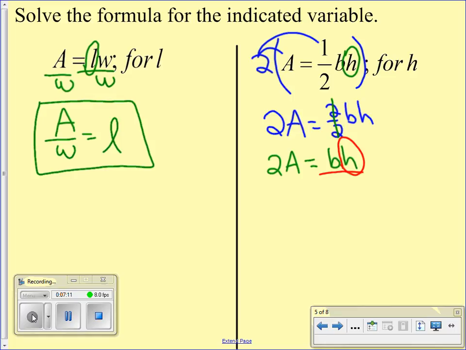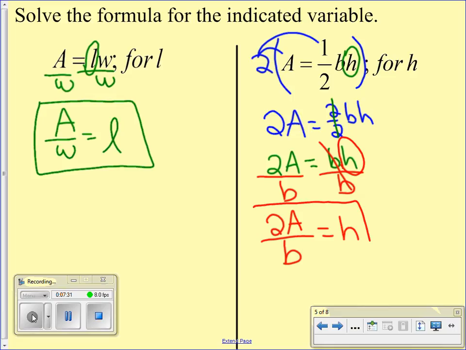And I'm going to divide by B on both sides, because the opposite of multiplication, or the inverse of multiplication, is division. And I'm literally just moving the B to the other side for an answer of 2A over B equals H. A new equation, not a numerical answer.